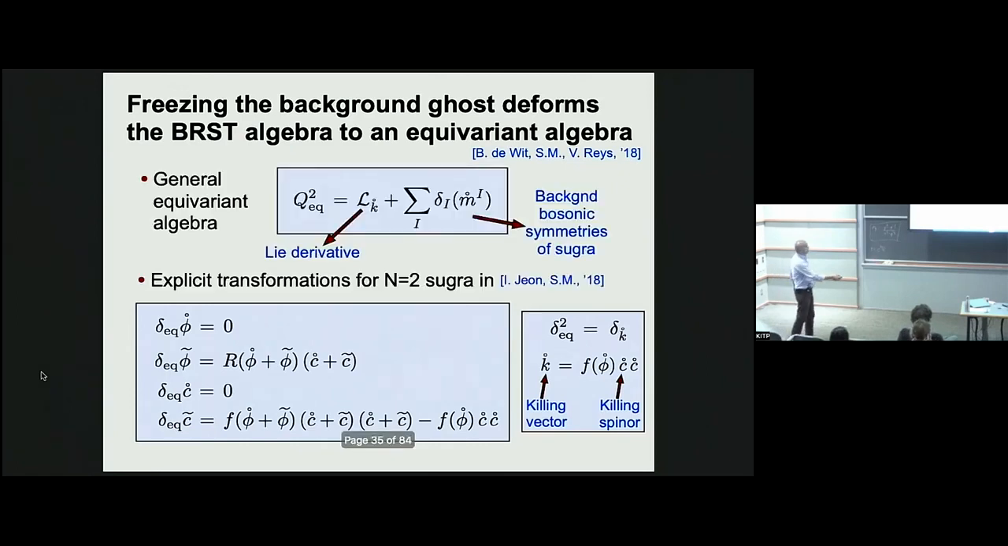So more generally, you have an algebra of the following type. Q squares to all the background bosonic symmetries that are allowed, with parameters determined by the gauge algebra. So you can have some translation, rotation, R symmetry, anything like that is allowed. This is what we worked out. The general formalism was worked out in this paper with Bernard de Wit and Valentin Reys.